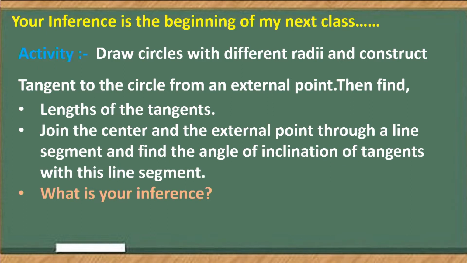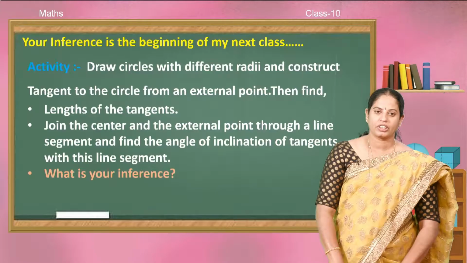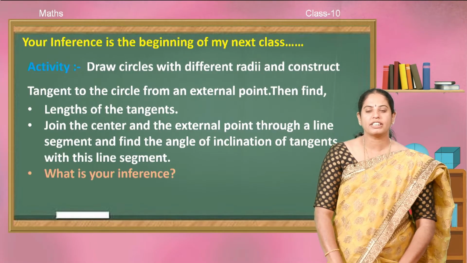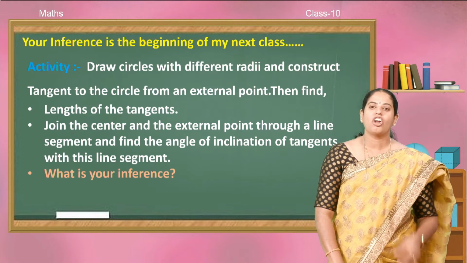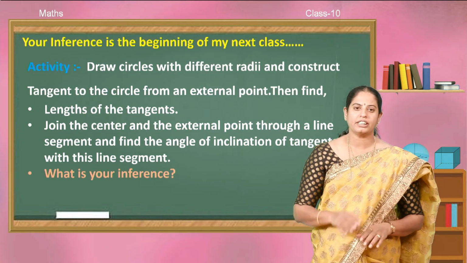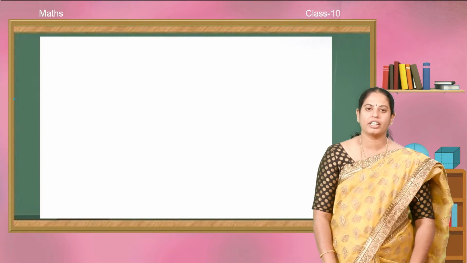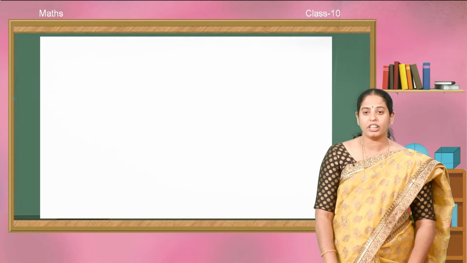So, after constructing tangents from the external point to the circle, you have to find the lengths of the tangents, then join the center and the external point through a line segment and find the angle of inclination of tangents with this line segment. What is your inference? This was the activity given in the last session. I think all of you have done the activity and you are eagerly waiting for me with your inference.